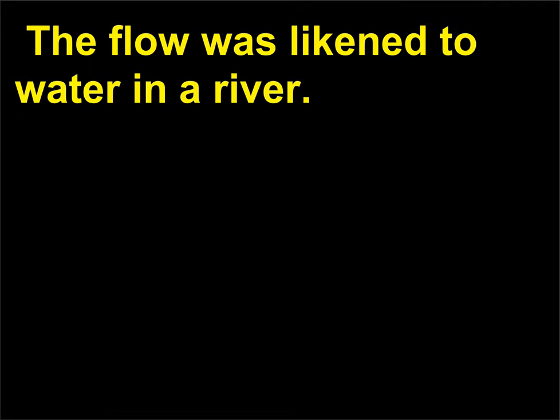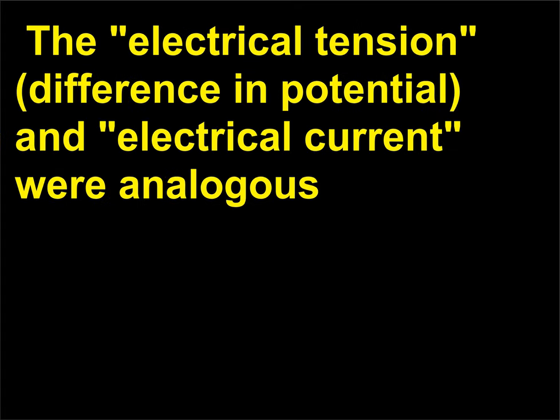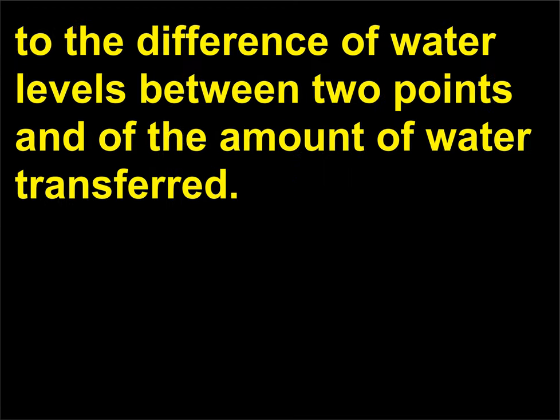The flow was likened to water in a river. The electrical tension, difference in potential, and electrical current were analogous to the difference of water levels between two points and of the amount of water transferred.